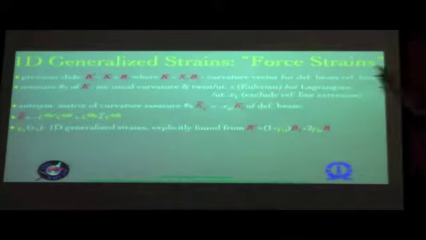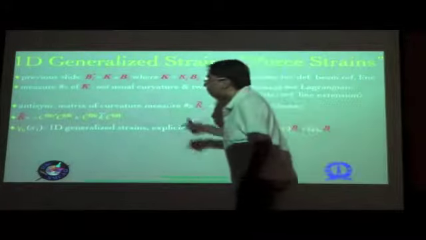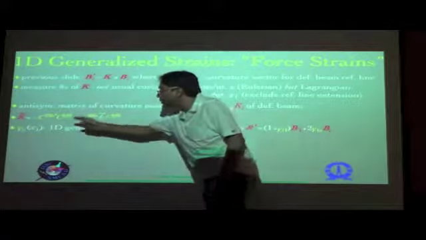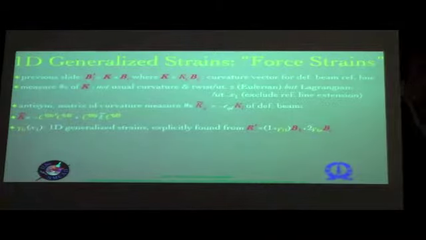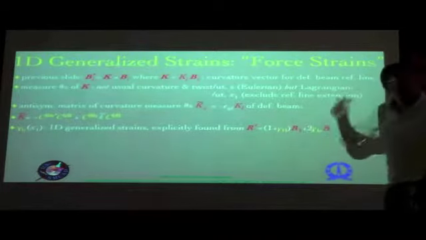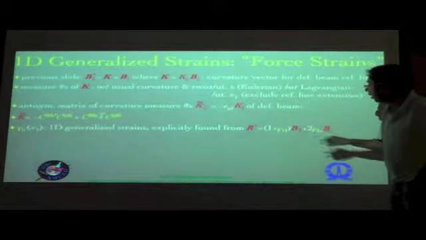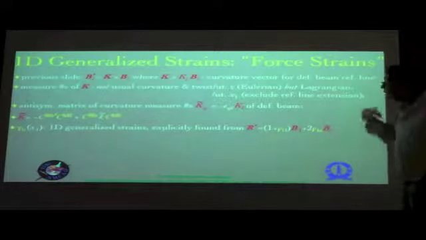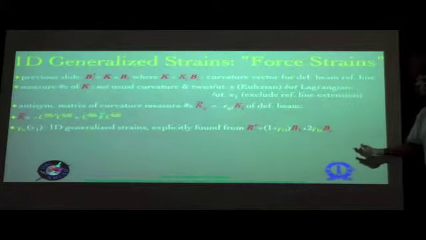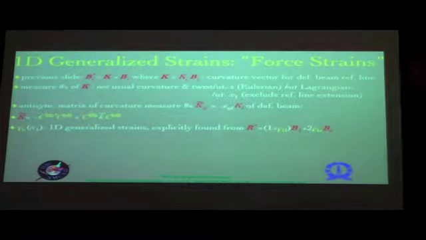Next, the 1D generalized strains, which are the force strains. So gamma 1i, with i ranging from 1 to 3, so there are 3 of those quantities. These are called the 1D generalized strains or force strains, explicitly found from the equation that we had in the previous slide already. That's how we introduced the concept of gamma 11 and gamma 1 alpha. But there are many other equivalent ways of introducing the same. We will see one of the vector dyadic relationships soon.